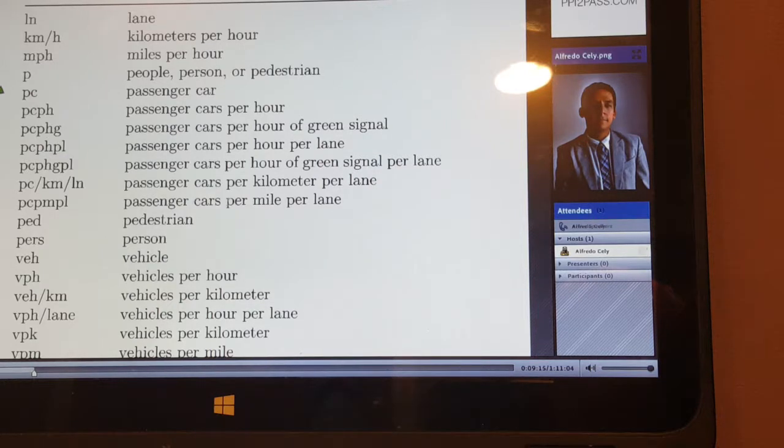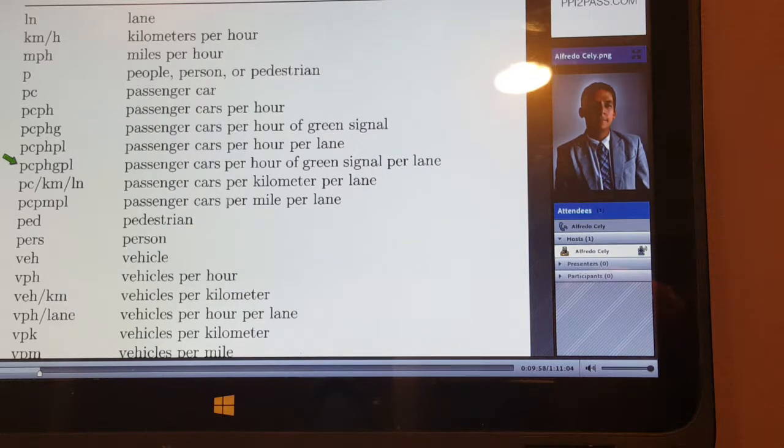So starting with PC, that's our passenger car. And then we add a per hour component. So we have passenger cars per hour. So you see, it's already starting to represent a flow of traffic. And then you have PCPHG, which is passenger cars per hour of green signal. So that's stating the volume of cars that can pass through a green signal. Then you have passenger cars per hour per lane. So that is giving you the flow of traffic through a specific lane on a highway. So you have a multi-lane highway, you can be provided with passenger cars per hour per lane.